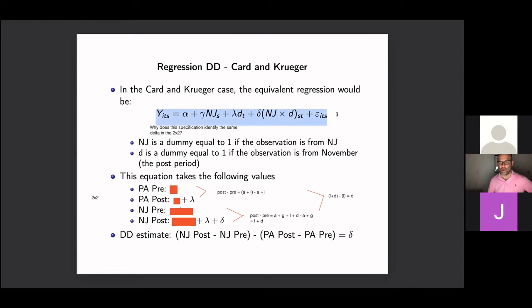And if we run this regression, the coefficient on the interaction is the same coefficient as the 2 by 2. So that's what I want you to notice. The coefficient on the interaction, delta, is the same value as if we had calculated the 2 by 2 manually. But this is only true without covariates. This is only true without covariates.